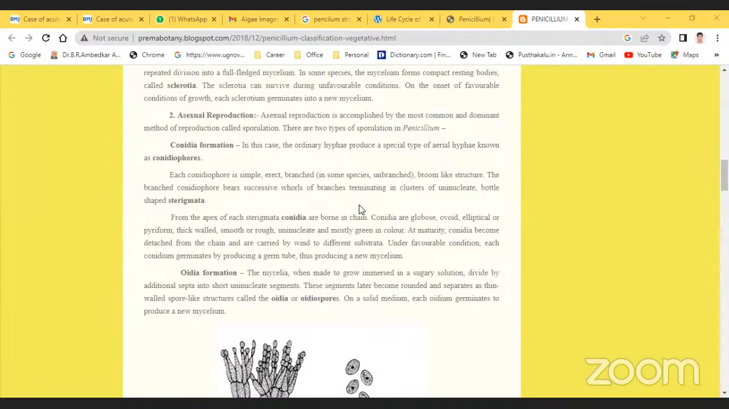Here, asexual reproduction is accomplished by the most common and dominant method called sporulation. There are two types of sporulation in Penicillium. One is conidia formation. In this case, the ordinary hyphae produce a special type of aerial hyphae known as the conidiophores. These conidiophores are the body-like structures. Each conidiophore is simple, erect.